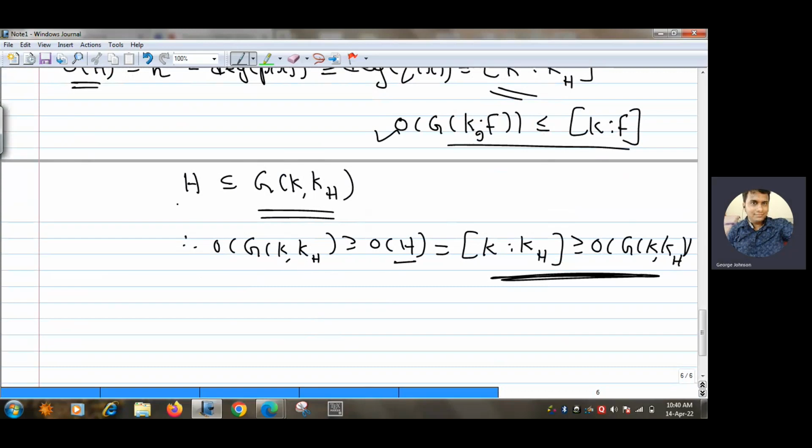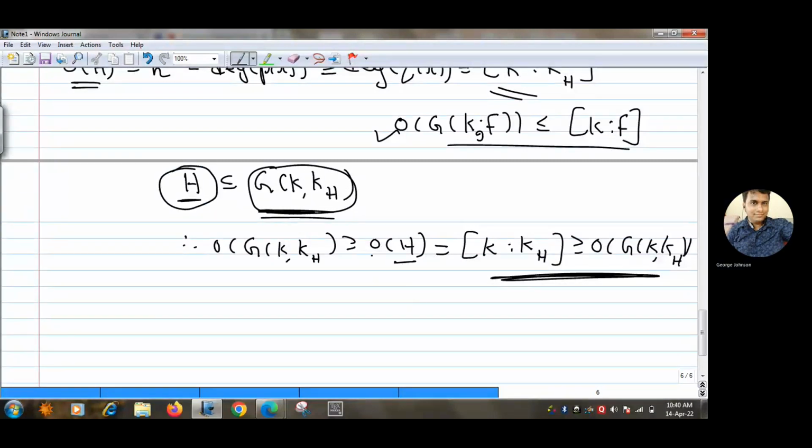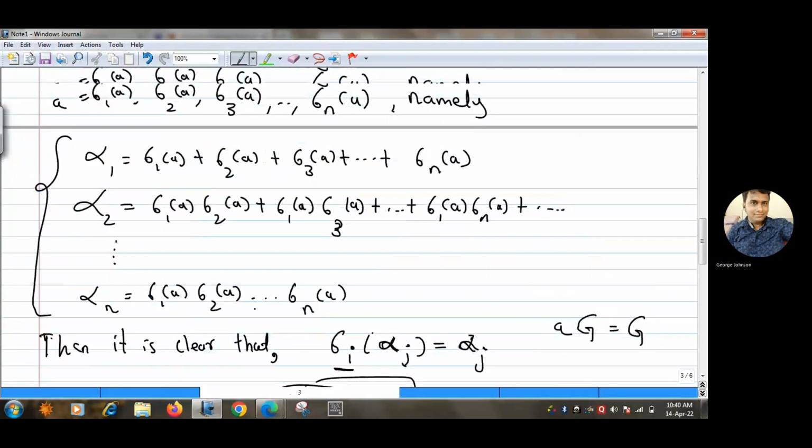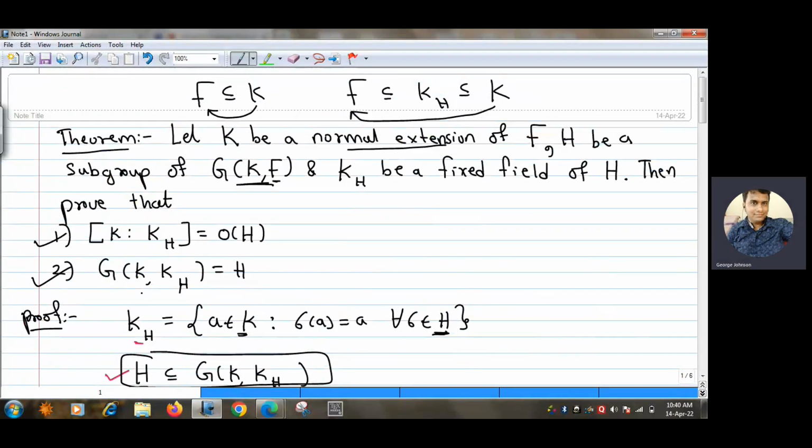Right? So the order of this set and the order of this set are the same. So both sets must be the same, because obviously they have finitely many elements. So we are done. What we have proved is that H is nothing but G(K, KH). We are done with both the claims. H is the same as G(K, KH). And so we are done with this theorem.